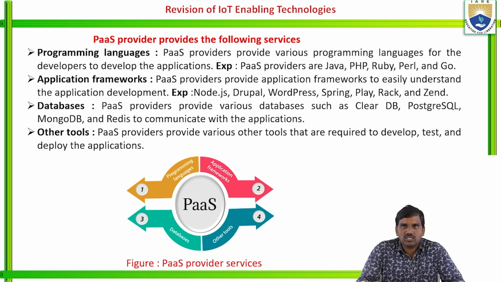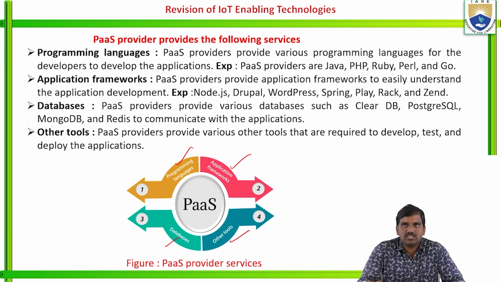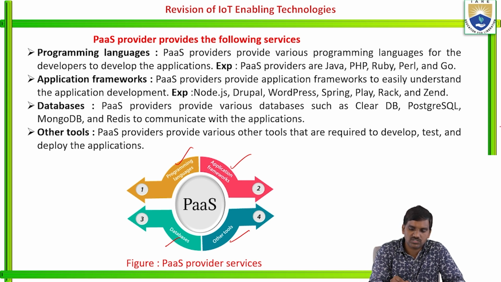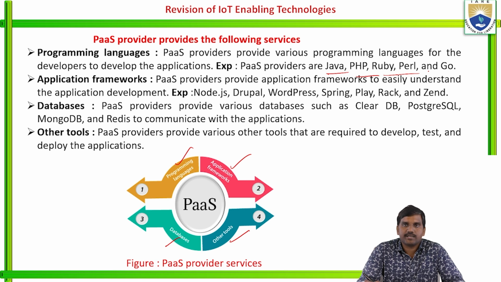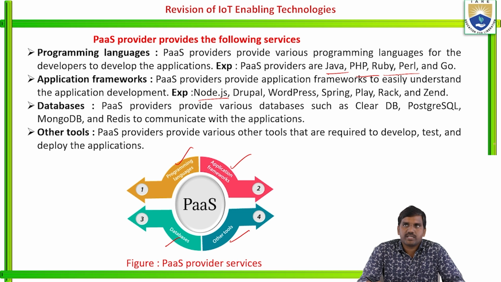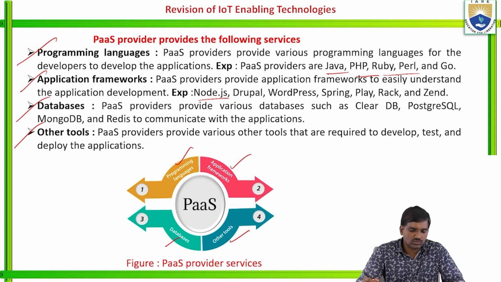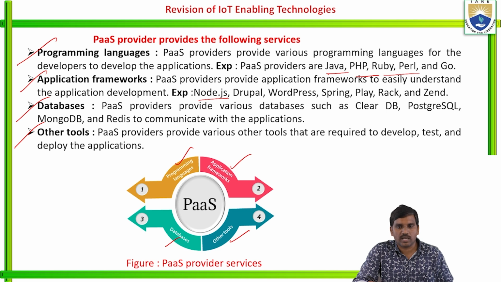The service providers offer us programming languages, application frameworks, databases, and other tools. The programming languages: it provides various programming languages for developers to develop applications, for example Java, PHP, Ruby, Perl, and Go. Application frameworks: it provides frameworks to make application development easier, like Node.js, Drupal, WordPress, Spring, Play, Rocket, and Gin. Databases: it can provide some databases also. Other tools: the PaaS provider offers various tools that are required to develop, test, and deploy applications.